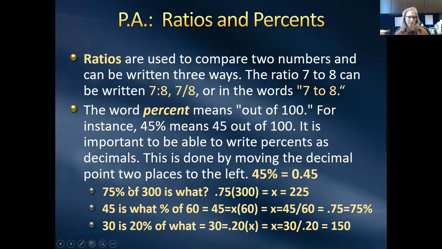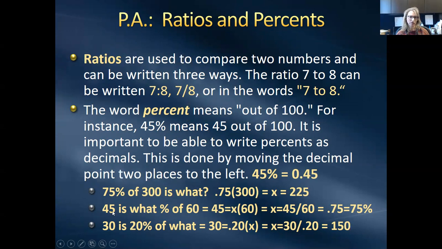We're going to talk a little bit about how to interpret words that you might see in word problems. That's how you usually see percents used. It'll be in a word problem. So when you see 75%, you'll know to convert that to 0.75. Of means multiply, and then 300, so 0.75 times 300. Is is where you put your equal sign, and when it says what, that's where you put your x. So 0.75 times 300 equals x, and the answer is 225.